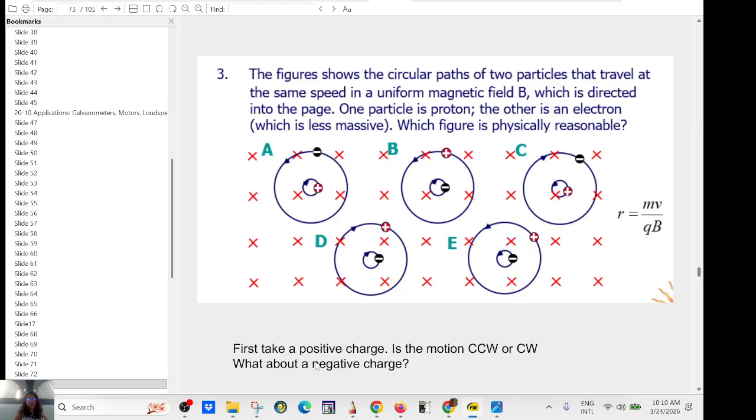Okay. So, did we do this one? First of all, which one makes sense? You have an electron and you have a proton. Which one has a larger mass?